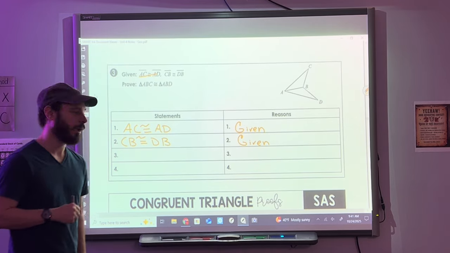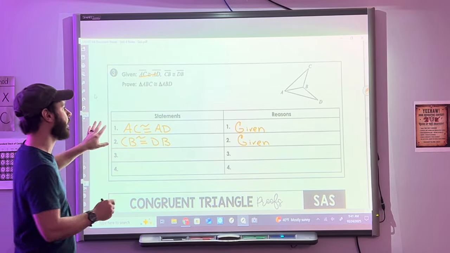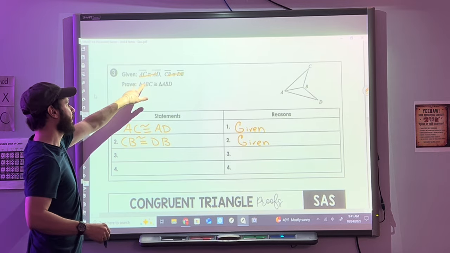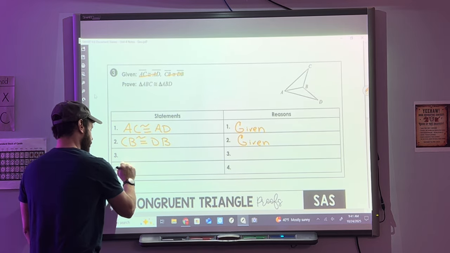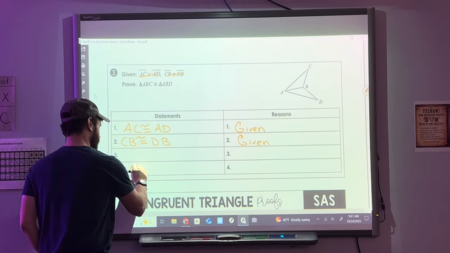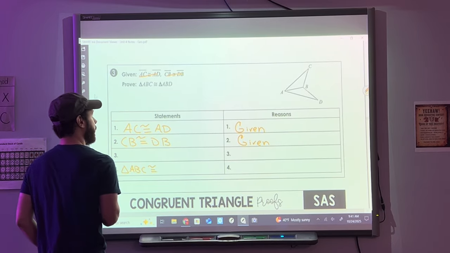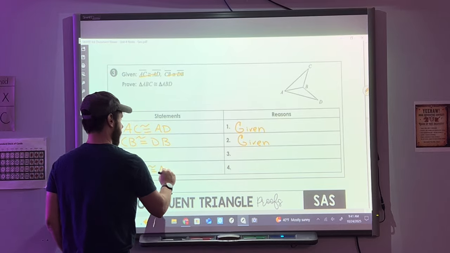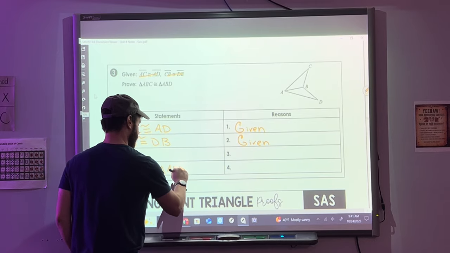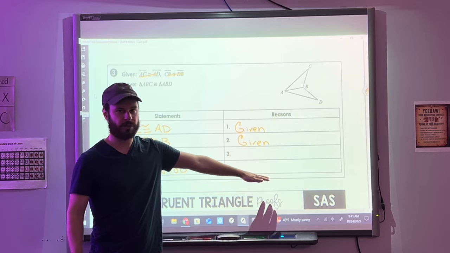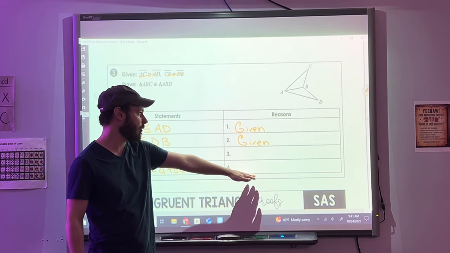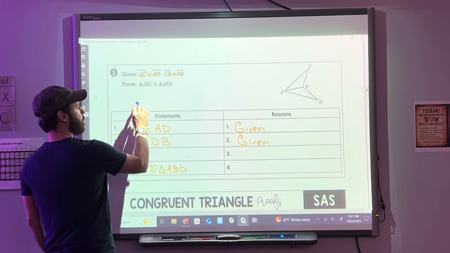Okay. And, oh, there's one more important thing. They gave me that. Where do I put this? Always at the bottom. So I'm trying to prove the triangle ABC is congruent to triangle ABD. And then my reason's not prove. If you put prove in the reason, I'm gonna throw things at you. Don't do that ever. Don't ever put prove there.